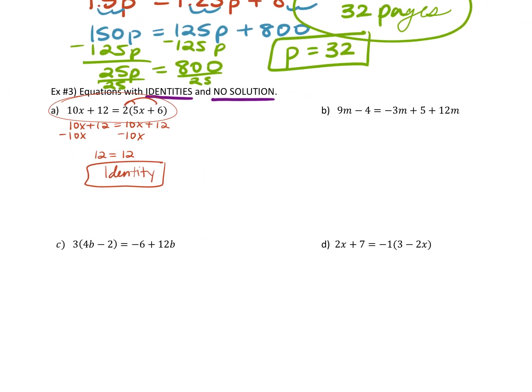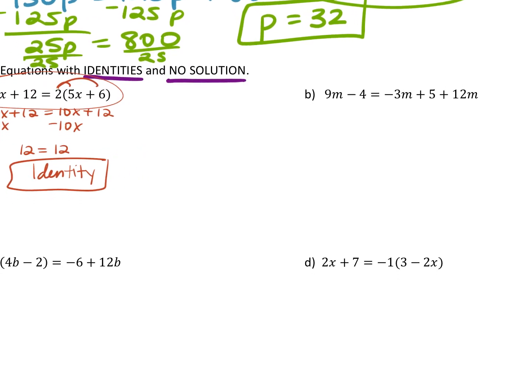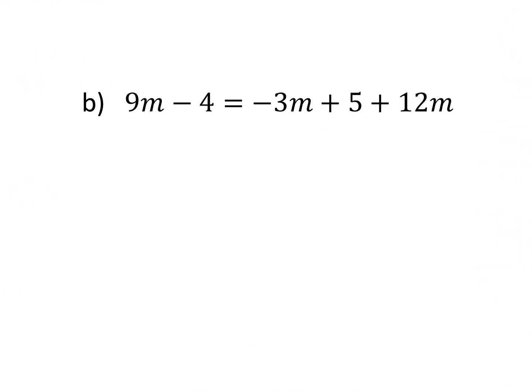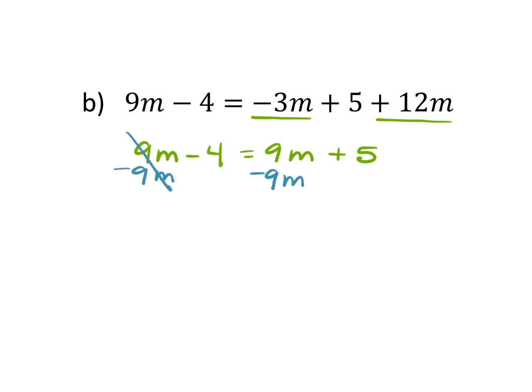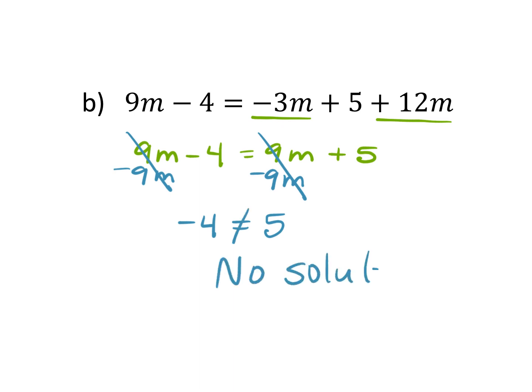Look at letter B. On this one, what's the first thing you do? Combine like terms. What are my like terms? Negative 3m and 12m. So you have 9m minus 4 equals 9m plus 5. What's your next move? Take away the 9m, yes. Okay, so this is 0, and we're left with negative 4 equals 5. Does it? It does not, so that is no solution.